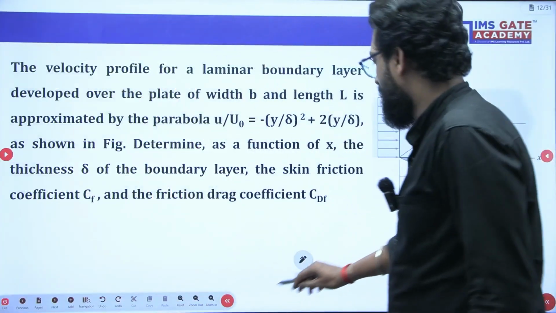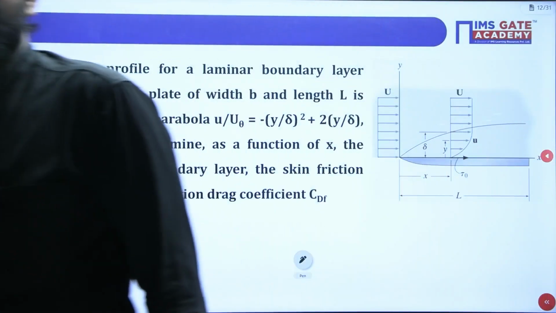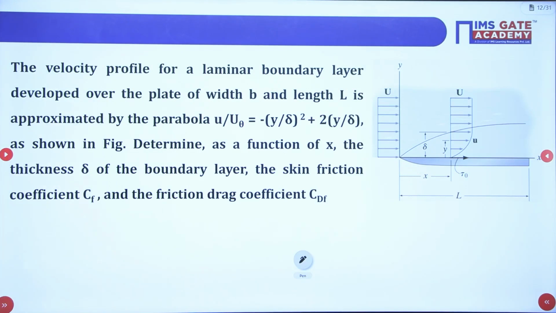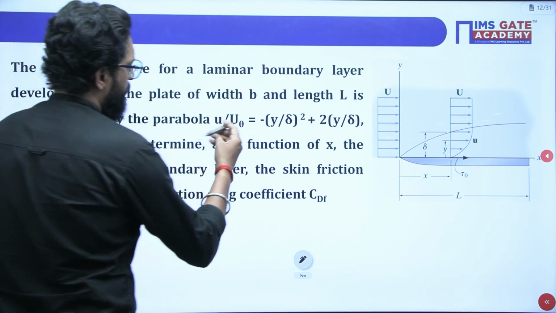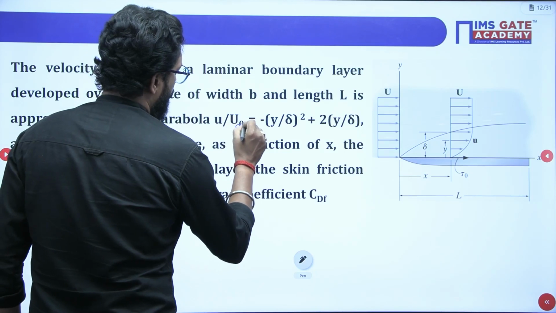What is that? See this example, my dear. I will read this example first. The velocity profile for the laminar boundary layer developed over the plate of width B. Plate width B is given, and the length of the plate L is given, approximated by the parabola. This is the parabola, that means u by u infinite, the free stream velocity, is given.